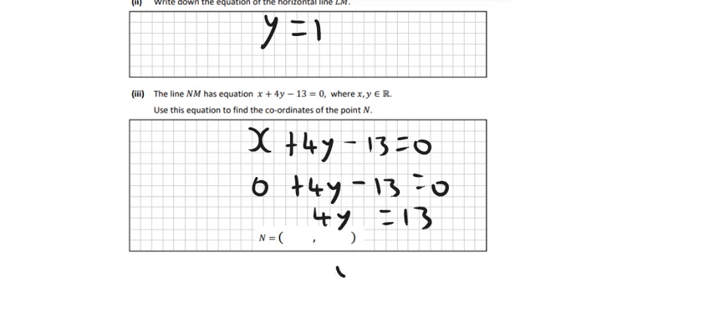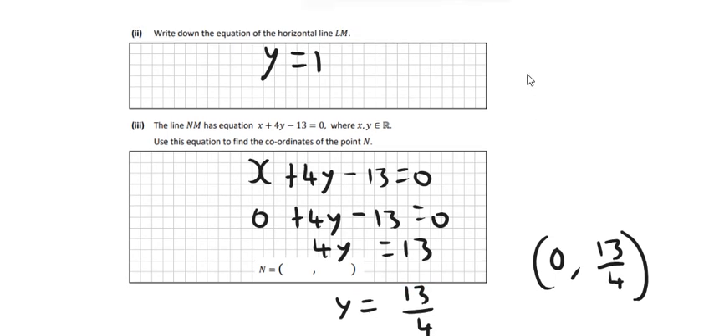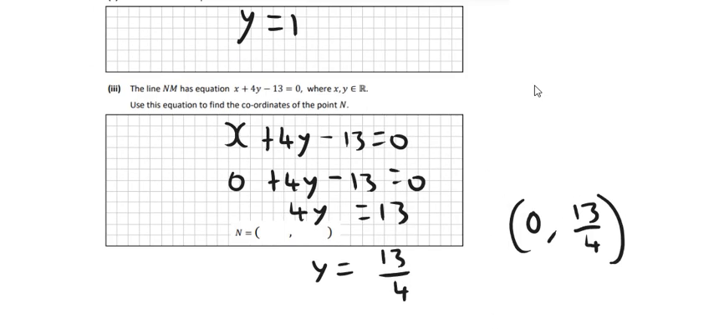And then we divide by 4. So y equals, I'll just leave it as 13 over 4. You could write it as a decimal if you want. But your answer then will be 0, 13 over 4. And that's your final answer. So you could give it as 3.25, 3 and a quarter if you want, but 0, 13 over 4 should get the mark. So that's question 1.